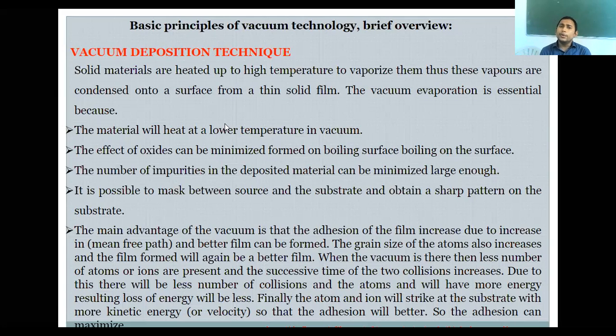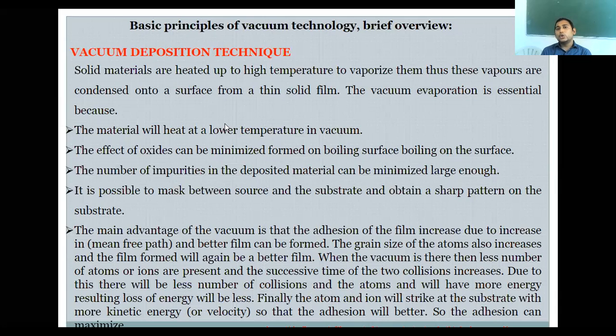So why are vacuum deposition techniques important? And how can we measure the vacuum? These are the important key points and questions. We can measure a vacuum in terms of what? What is the unit to measure a vacuum?